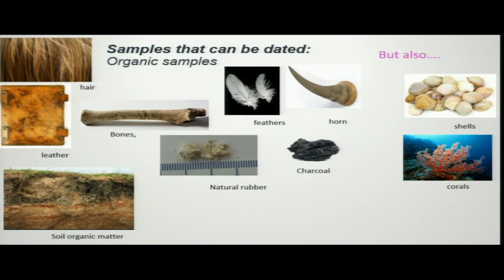Some of the samples that we can measure at the laboratory are mainly organic samples, but we can also measure inorganic samples. Among the samples that we can date are, for example, hair, leather, bones, natural rubber, feathers, horns, charcoal, and also some soil organic matter, but we can also measure the carbon-14 from shells and from corals and other marine organisms.